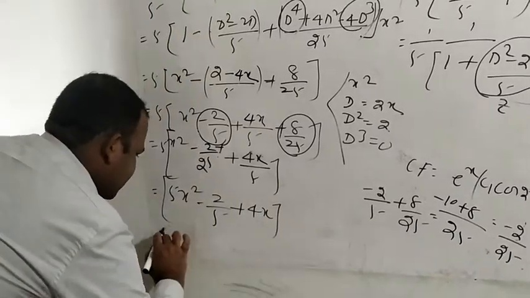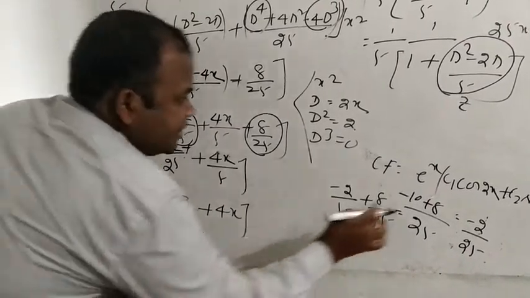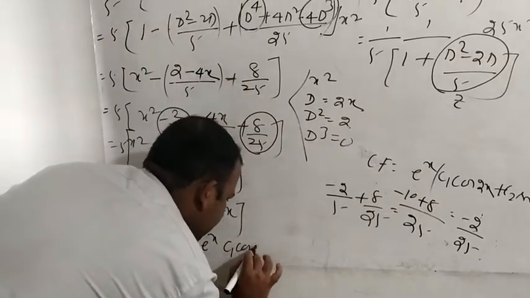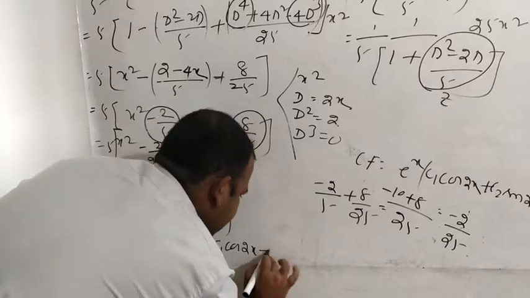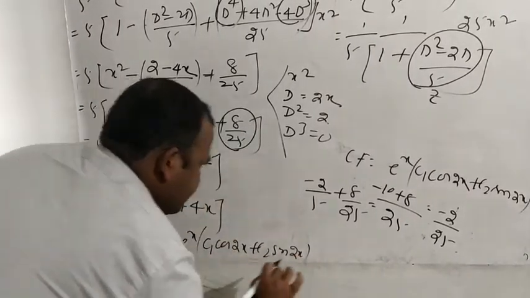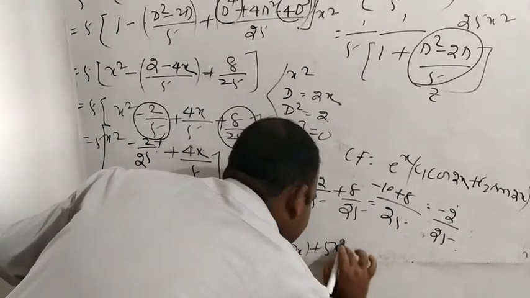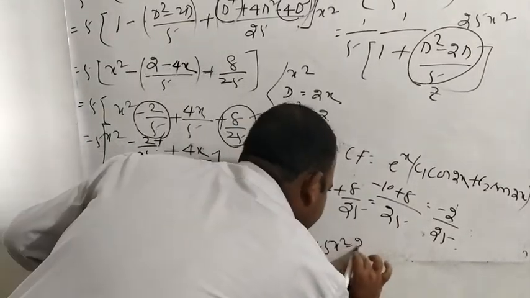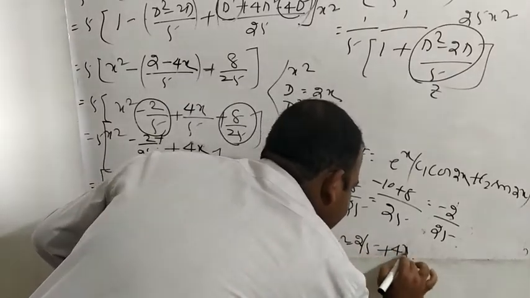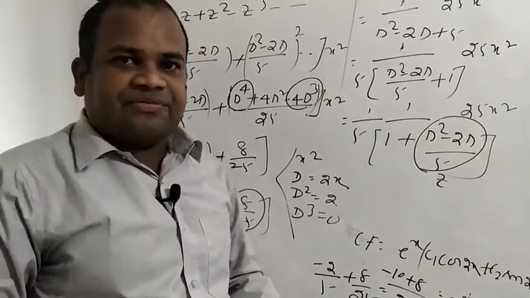So what is the total solution? Y equals CF plus PI. What is CF? e raised to x (C1 cos 2x plus C2 sin 2x), plus PI. What is PI? This is 1 upon 5 (x square minus 2 by 5 plus 4x). In this way you will solve type 3. Thank you.